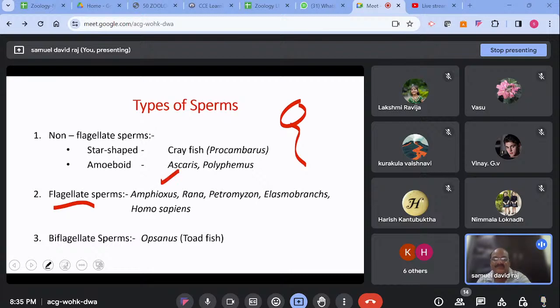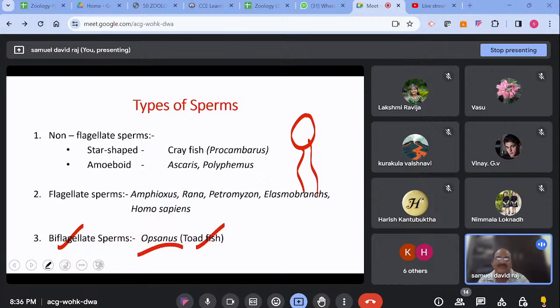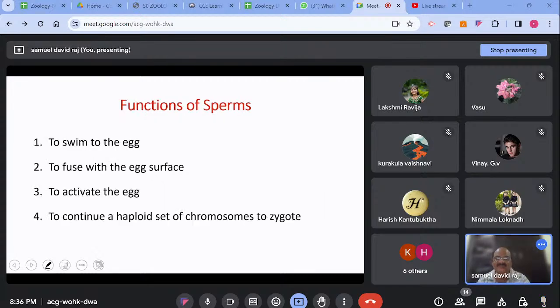Examples are Amphioxus, Rana tigrina, Petromyzon, Elasmobranchs, that means Chondrichthyes, and even Homo sapiens. And there are certain sperms which have two flagella. They are called biflagellate sperms. Example is toadfish, scientific name of which is Opsanus. So these you have to remember. I will share this slide afterwards.